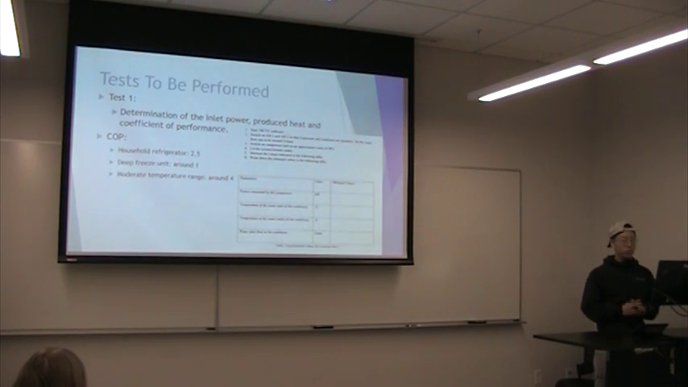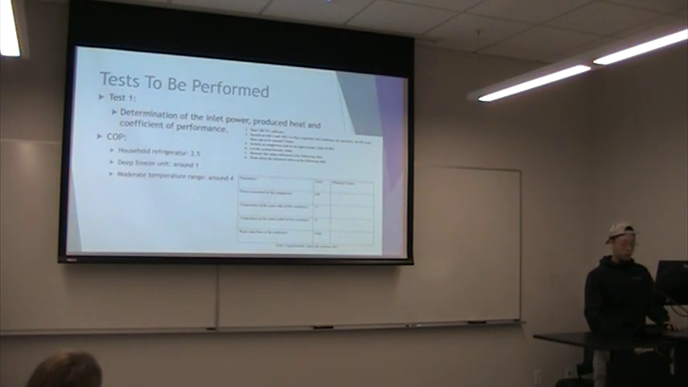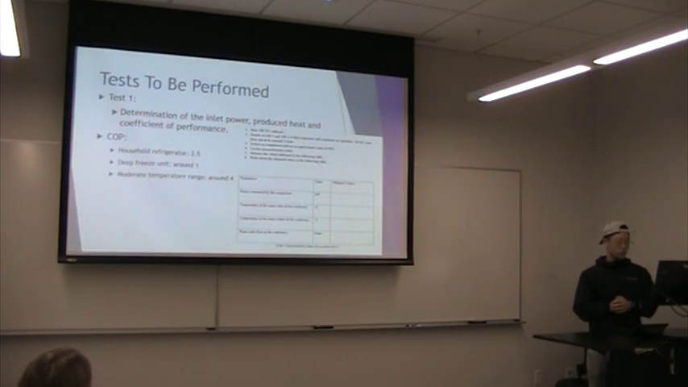We have two tests that need to be performed. In test one, we're going to determine the inlet power, the heat produced, and then the COP, like I mentioned. There's a process that we have to follow. It's pretty straightforward, so I won't go too much into that. But once we follow that process, the main thing to note is the flow rate is 5 liters per minute. The compressor is set to approximately 40%. Once we run the test, we have to make sure the system becomes stable. Once we do that, we'll be able to obtain these values right here. For our COP, we should get around a range.